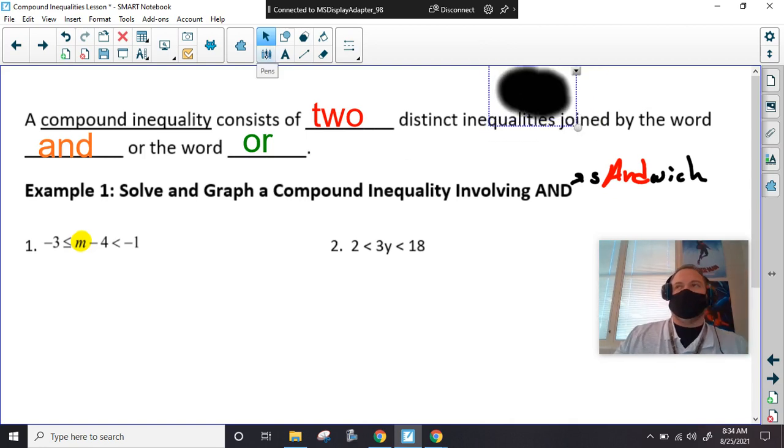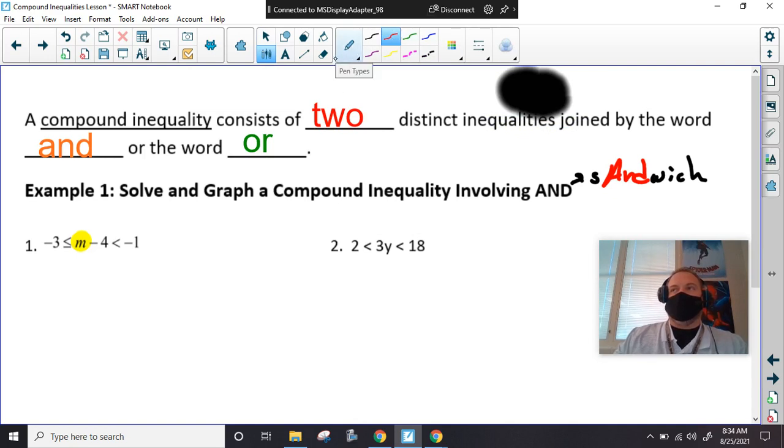Student question: Why can't you just take the negative 3 and the negative 1 and make it one problem? Well, that would make sense, to make it one problem. But remember, there were evil people that created mathematics hundreds of years ago to torture teenagers.